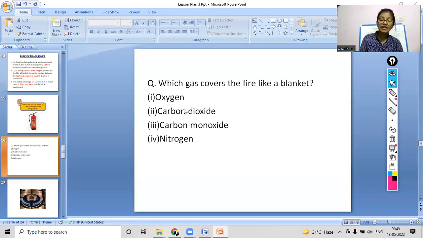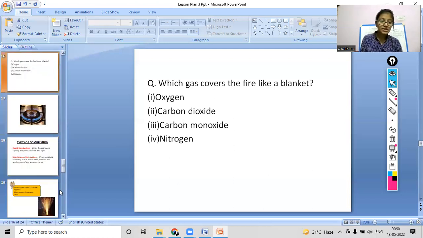The correct answer here is carbon dioxide. It covers the fire like a blanket and doesn't allow it to spread. That's why it is used in fire extinguishers. So now we will move on ahead and see some more details, right?